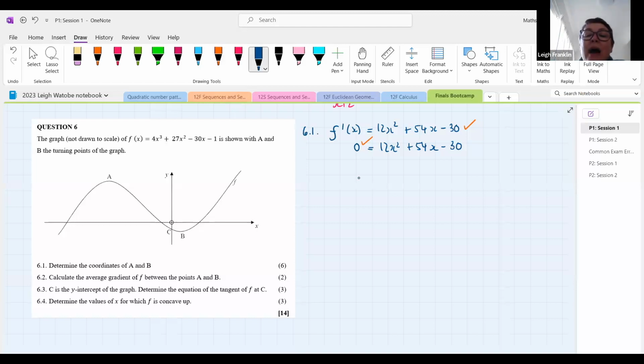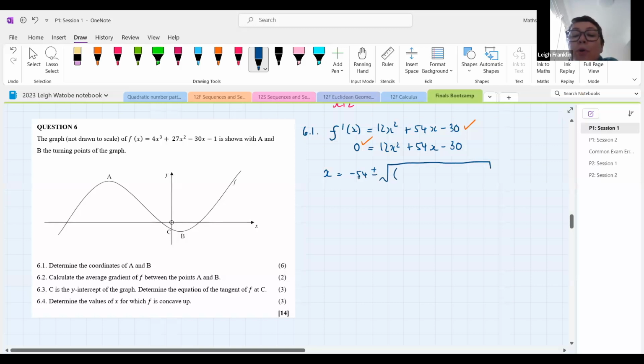Your choice now is either to do the quadratic formula, or you could factorize. All of these numbers sitting in front of us are divisible by 6. But I'm just going to use the quadratic formula, because then we don't have to worry about having an extra couple of lines of working. So it's going to be negative b plus or minus the square root of b squared. Put everything inside brackets. Minus 4 times a times c, all over 2a.